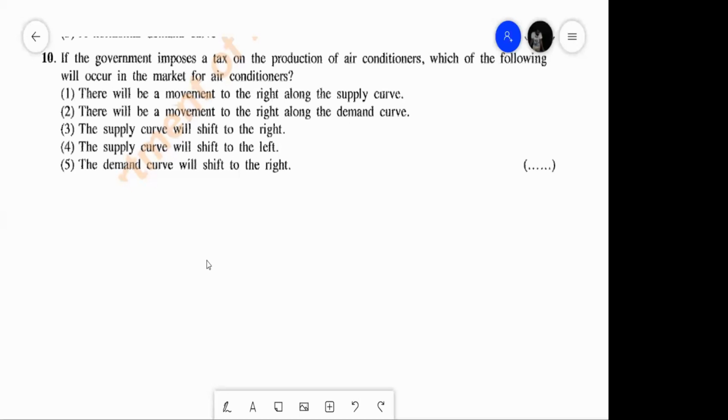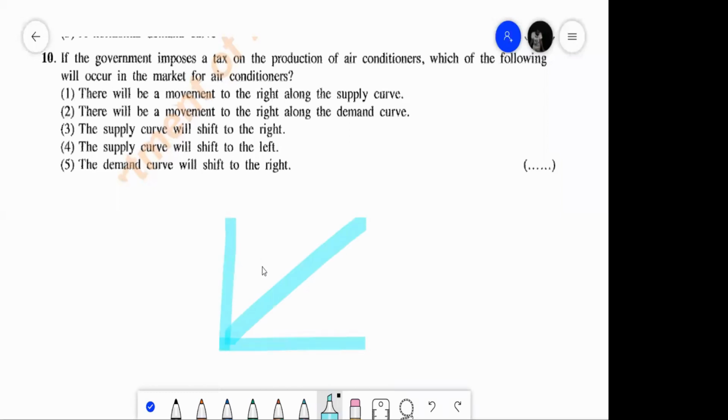When there is a tax, the supply curve shifts to the left, right? Supply decreases. So let's say you have a supply curve like this, it shifts this way. Remember, this is left, right? So answer number 4, the supply curve will shift to the left.